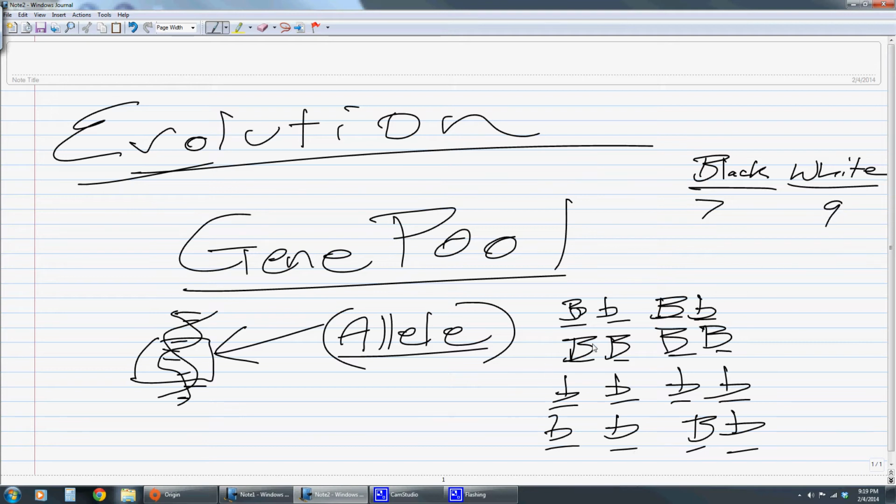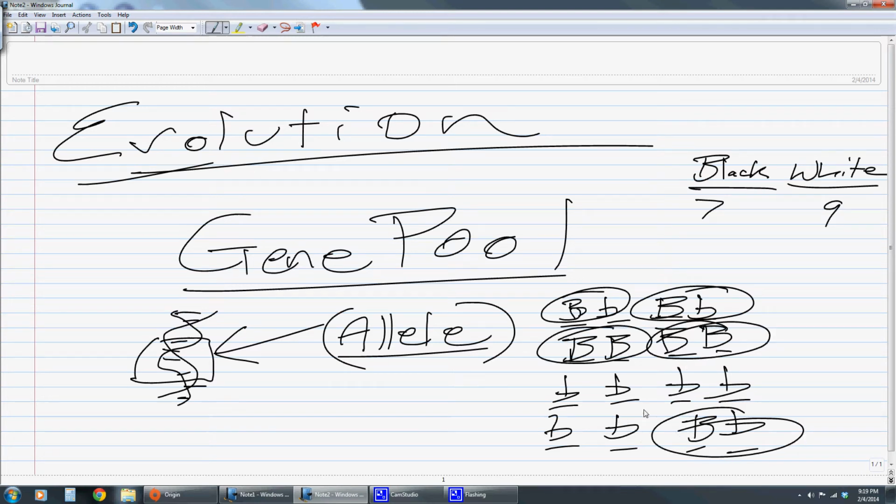Now if you looked at our rat population, how many black rats do we have? We have 1, 2, 3, 4, we have 5. We have 5 black rats compared to 3 white rats. But we don't really want to pay attention to that as much, because that's the phenotype, that's what color they actually are. What we're really going to be paying attention to is the alleles in the gene pool, because we're trying to look at the allele frequency.